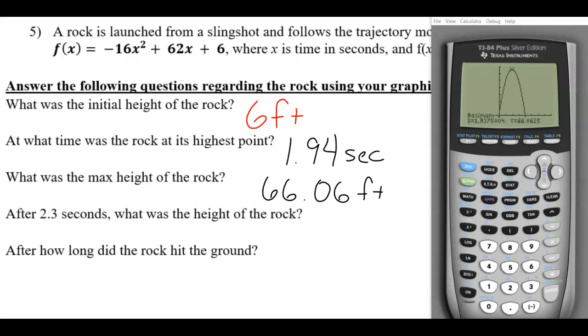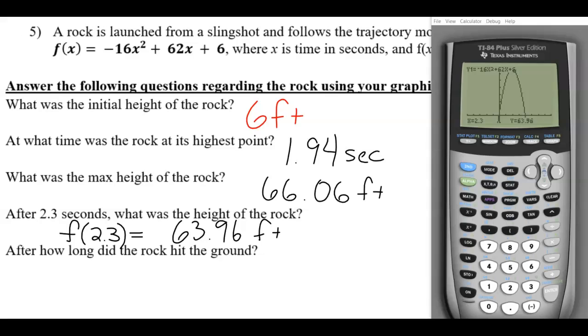After 2.3 seconds, what was the height of the rock? What's a really easy way to do this? Basically what I'm asking you is f of 2.3, right? You had a couple of these on your last test. So it's saying when x, or when time, is 2.3, what is the output of the function? So if you hit trace 2.3, boom. 63.96. 63.96 what? Feet, right? Yeah. So at 2.3 seconds, it's 63.96 feet. It's saying after it's gone for 2.3 seconds, how high is it?